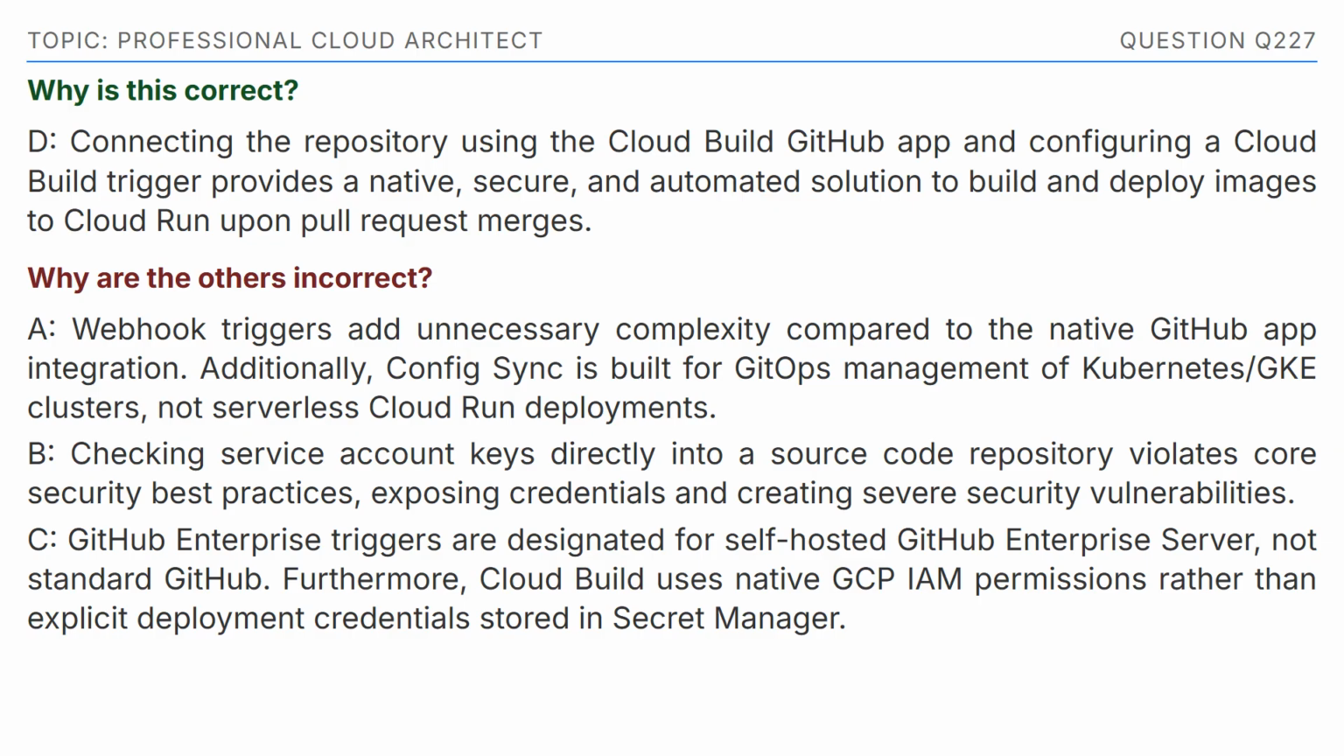B. Checking service account keys directly into a source code repository violates core security best practices, exposing credentials and creating severe security vulnerabilities. C. GitHub Enterprise triggers are designated for self-hosted GitHub Enterprise Server, not standard GitHub. Furthermore, Cloud Build uses native GCP IAM permissions rather than explicit deployment credentials stored in Secret Manager.